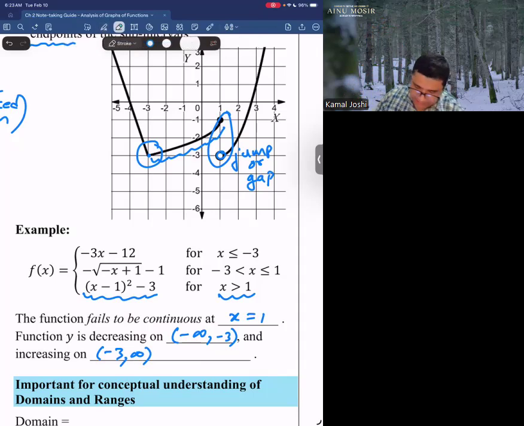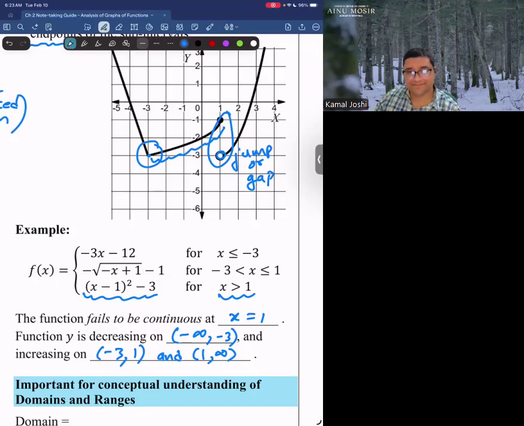So how should you put it? But at the same time, you don't see an interval where the graph is actually decreasing. So what you do is you divide into two intervals. -3 to 1, it is increasing. And again, it is increasing from 1 to infinity. Okay.